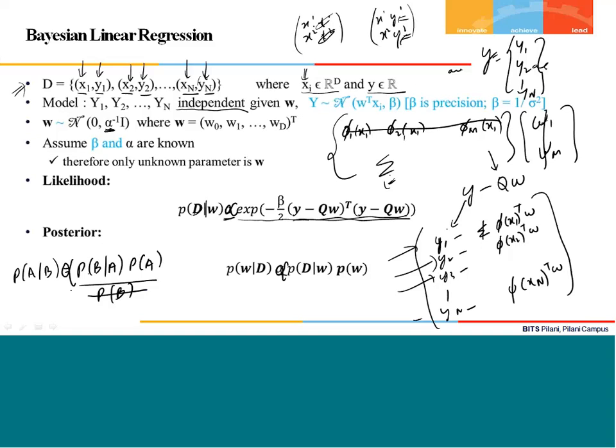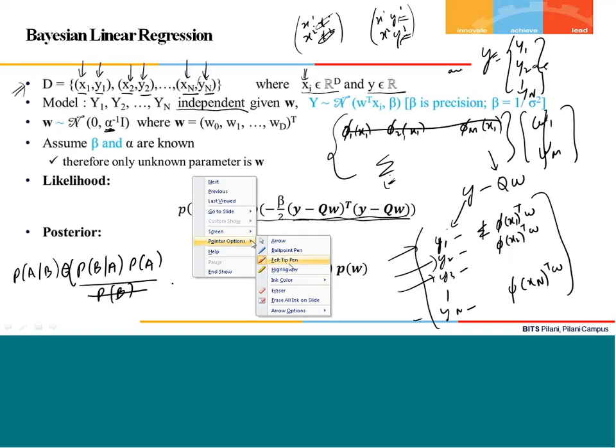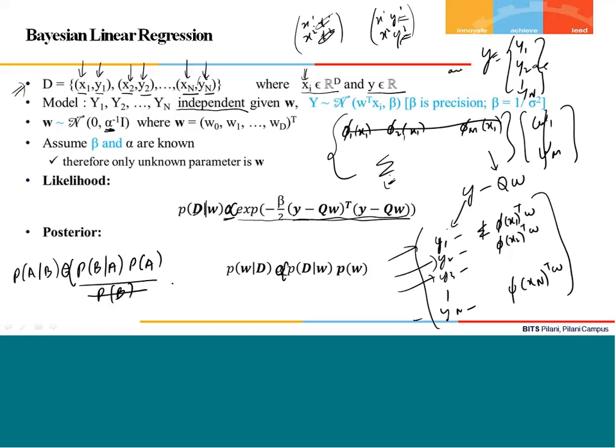So why have we used this alpha here? This alpha is used because W is the weight. In Bayesian probability, we know that we have to take the prior probability, and this is the likelihood probability.